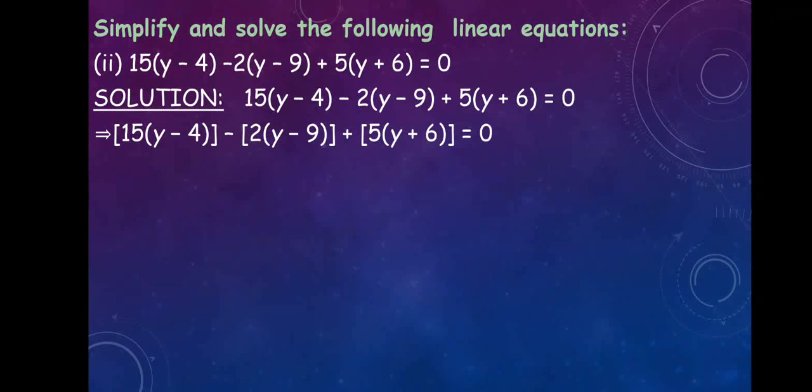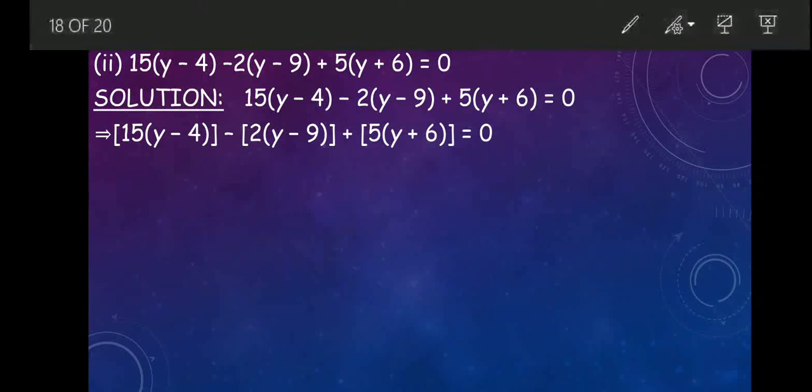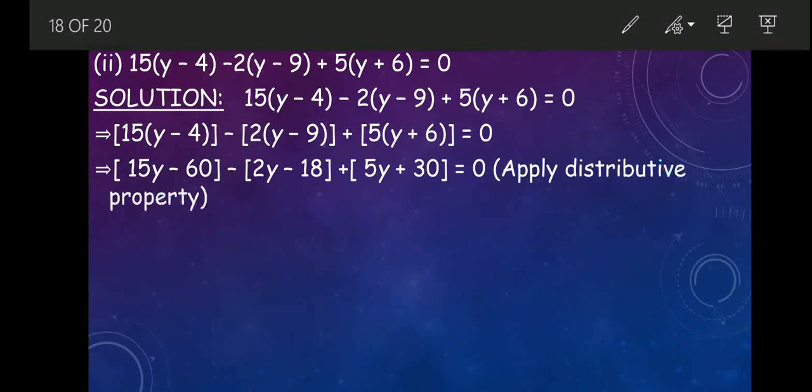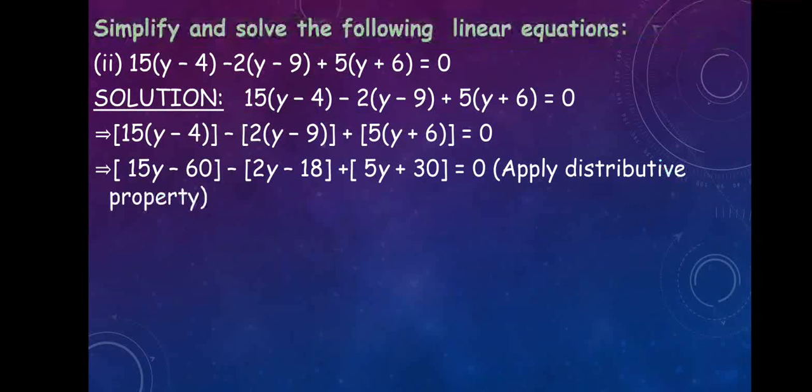So 15 into y will be 15y, 15 into 4 will be 60. Yes. So 2 into y will be 2y, 2 into 9 will be 18. Plus 5 into y will be 5y and 5 into 6 will be 30. On the other side of the equal sign, the 0 will remain 0 only. Now since I have applied the distributive property, check it once again. Be very specific while applying this property.